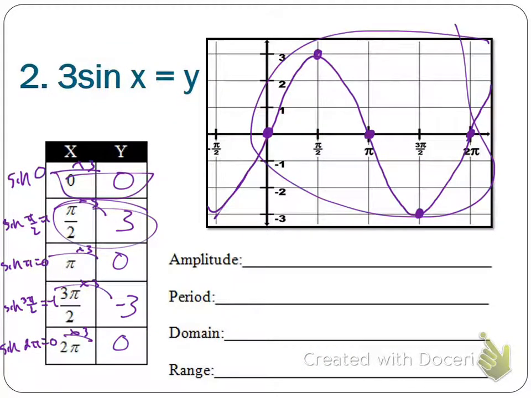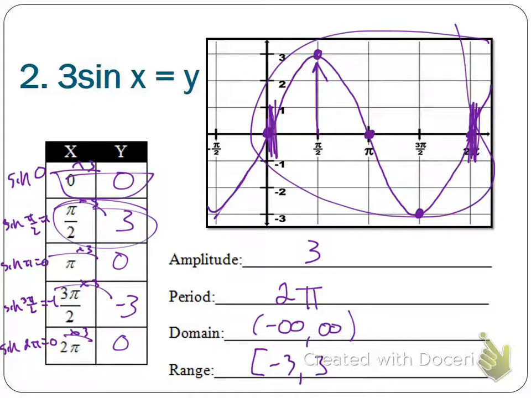This next graph, same deal. Amplitude: the distance from the x-axis to a peak, and that's 3. Period: it starts here on the x-axis, goes up and then down, and then comes back up to the x-axis right there, so our period is 2 pi. The domain, again, we can go as far as we want, left and right, putting in angle measures, so it's negative infinity to positive infinity. Our range goes up and down between negative 3 and 3. Okay, so that's how those 4 characteristics work.